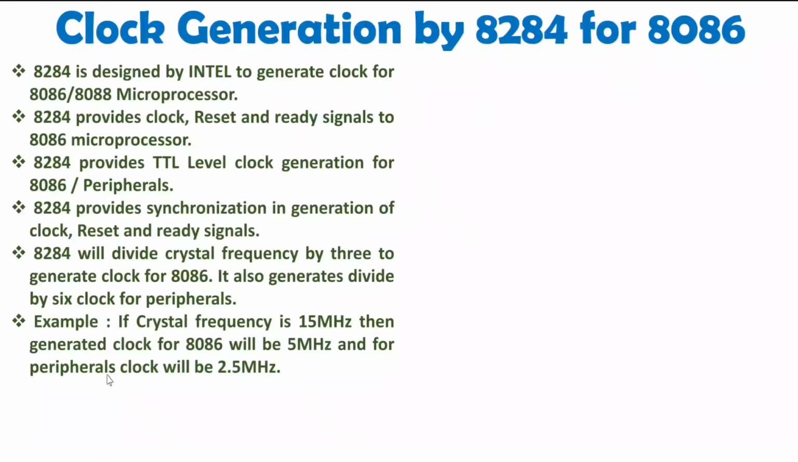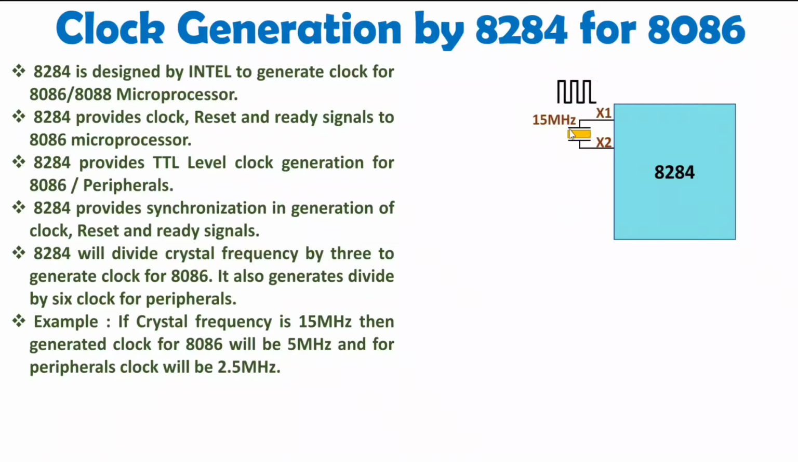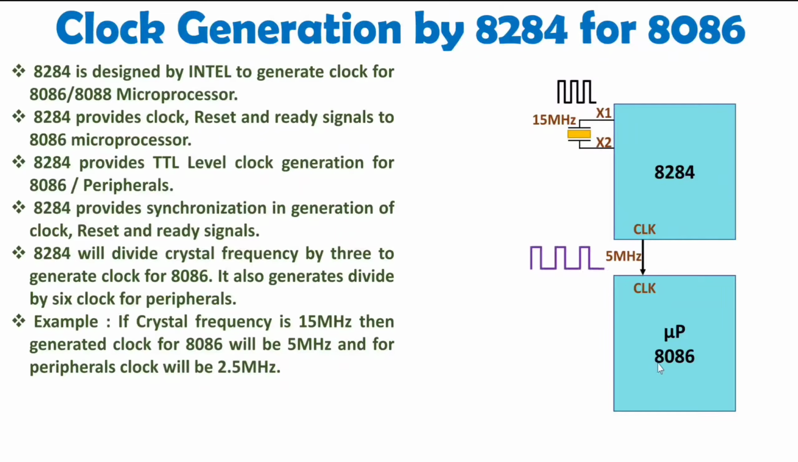Now my dear students, let me explain this with interfacing, so it will give you more clarity. So here the 8284 IC is there, and here I am connecting a crystal clock. So let us say we have a frequency of 15 megahertz by this crystal, and whatever frequency we connect over here, it will divide it by 3 and give it to microprocessor 8086. So here you will observe the frequency is 5 megahertz, given to this microprocessor 8086. So you should know, my dear students, here we are dividing the frequency by 3 with this crystal oscillator, right?